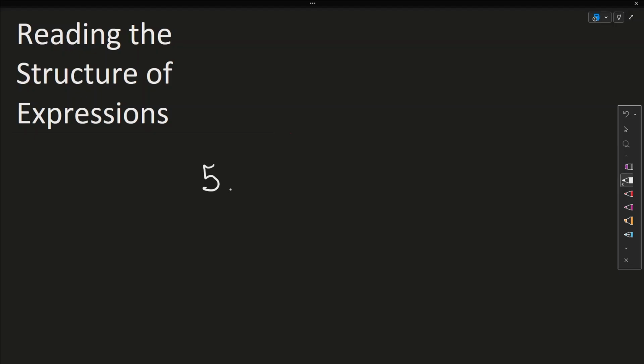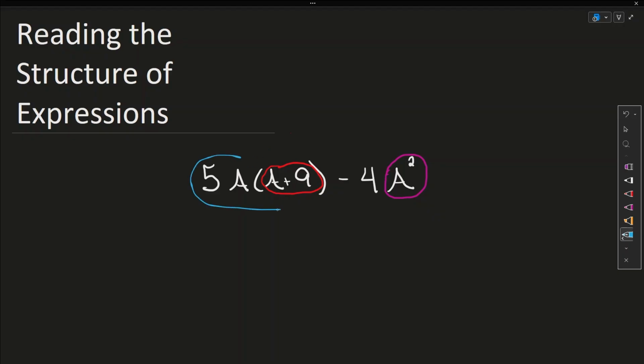Now consider 5a times (a plus 9) minus 4a squared. The very first thing we need to do is parentheses, so that'll be this part right here. Second step is exponents. That's this part here. Next, we multiply and divide. So here is one step where we would multiply and divide. And here is a second one.